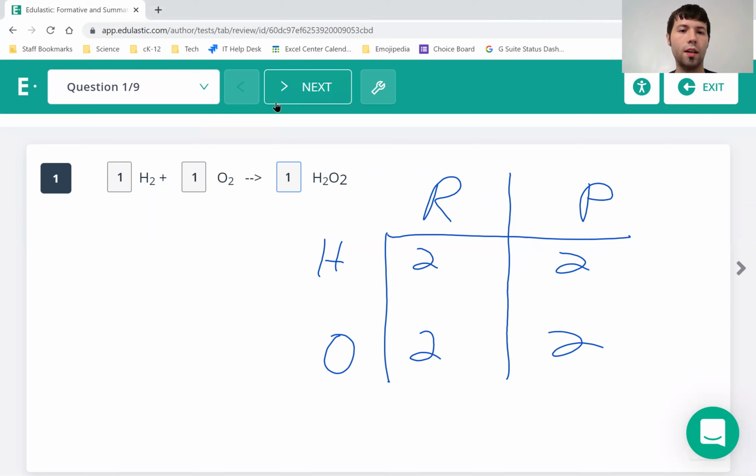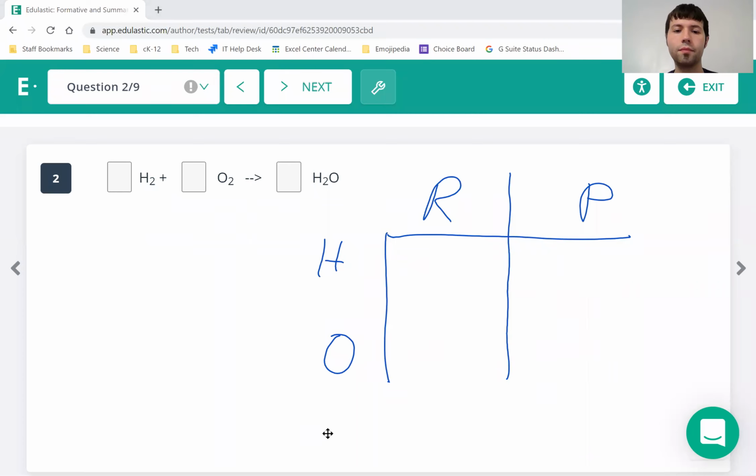So I'm going to click on next here. And by the way, I'm using Edge Elastic for today's work. But if you can't get Edge Elastic to work, please let me know. It should work whether you're using a mobile device or a computer. But it's my first time using it. It's just going to make this assignment a whole lot easier for everybody. But if you have problems with it, please let me know.